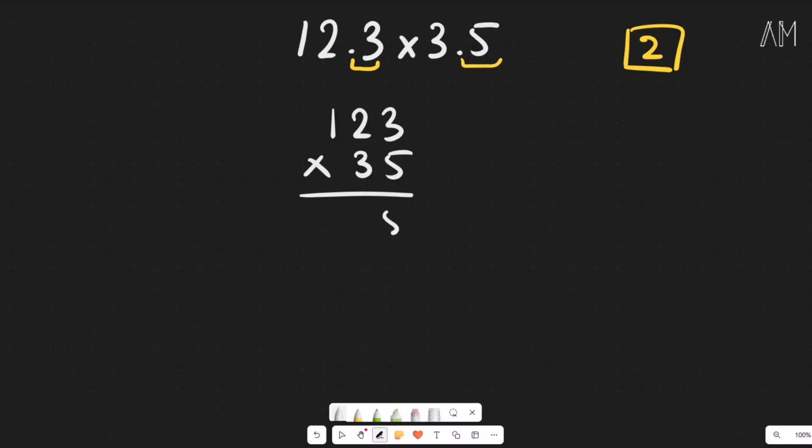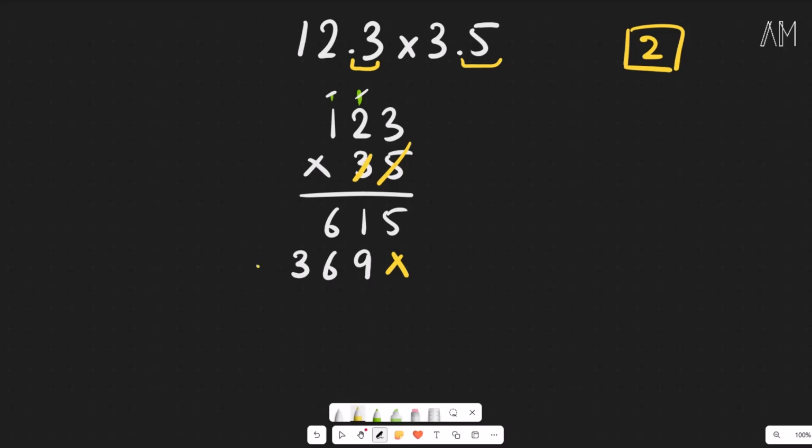5 times 3 is 15. 5 down, 1 up. I continue. 5 times 2, that's 10, plus the 1 up is 11, so 1 down, 1 up. And 5 times 1 is 5, plus 1 is 6, and there you go. We're done from the 5. I save its space. Moving on. 3 times 3 is 9. 3 times 2 is 6, and 3 times 1 is 3.